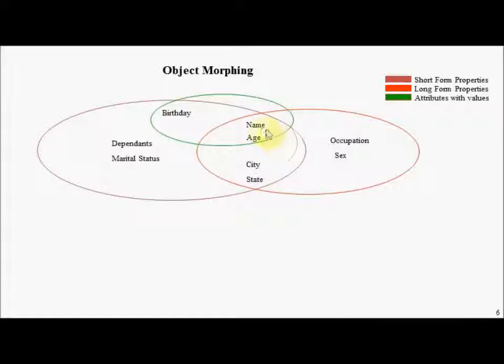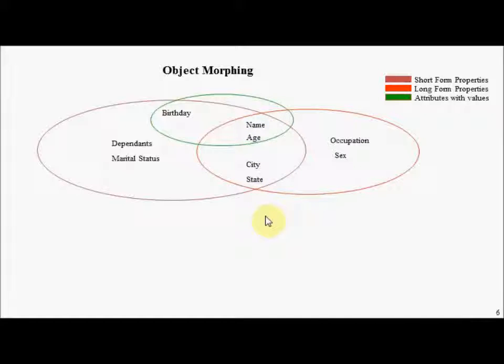So here we have our short form class and the properties of the short form class, which are really the questions you're going to ask in the short form. This red oval here represents the long form and the questions you would ask when filling out the long form. And notice there's an intersection between these two egg-shaped figures here. And so these are the questions in common.